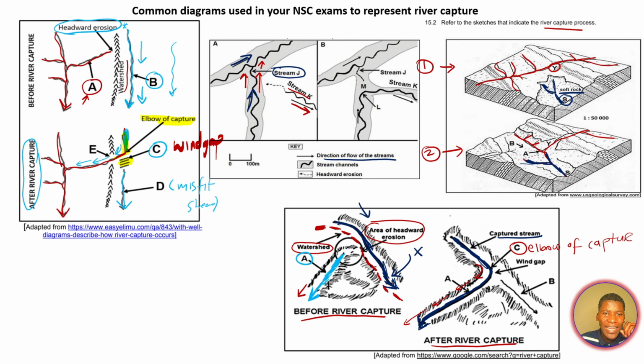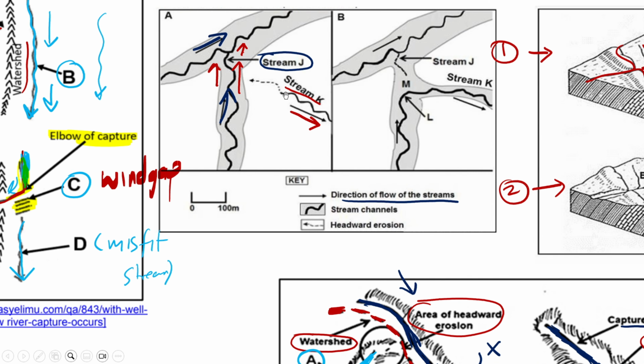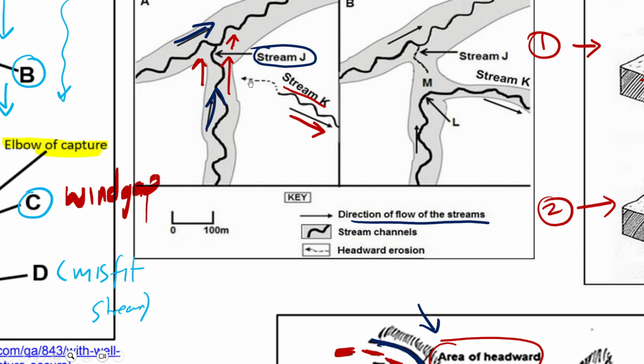We have got another thing that we can look at as well. Here we have got a dotted line with an arrow at the end. In the key, it is written headward erosion. We already know that stream K is eroding backwards, because it is flowing in that direction as my arrow indicates, but the arrow for headward erosion is going opposite to it. So this is backward erosion. It is eroding backwards so that it can capture stream J.